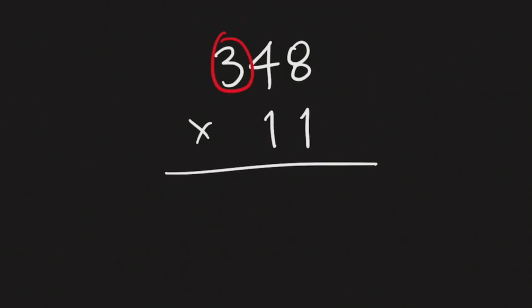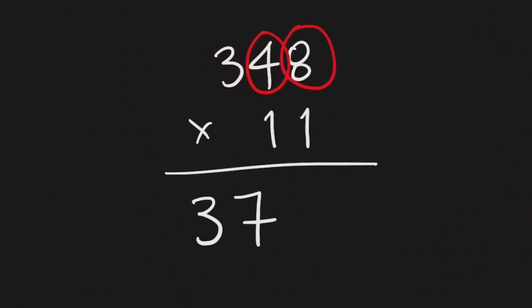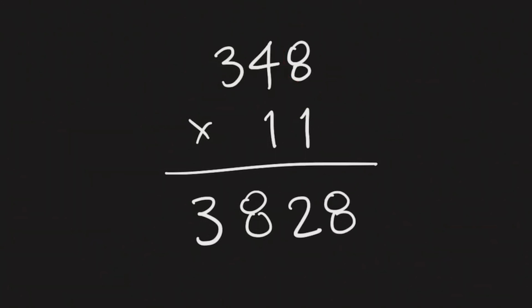So we have to put down the 3, add up the two consecutive numbers. 3 plus 4 gives us 7, and 4 plus 8 gives us 12. So since we have two digits again, the 2 will go up here, and the 1 will be carried over to 7, which becomes 8. And the last number will be 8. Therefore, the result will be 3,828.